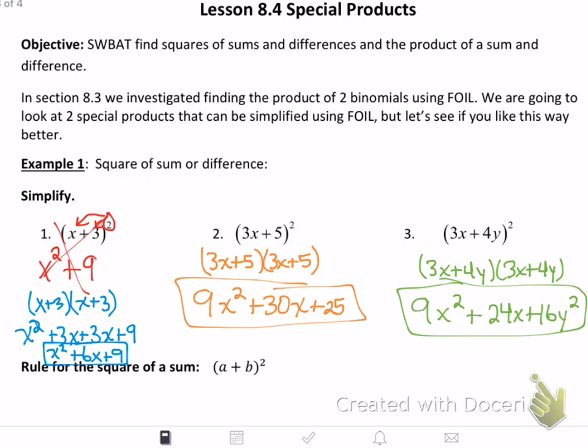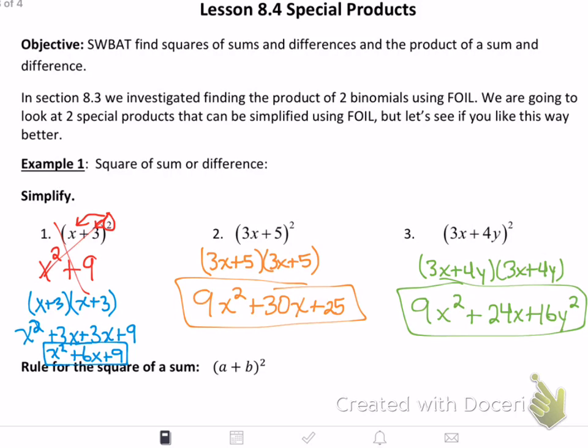When you FOIL them, for number 2, you get 9x squared plus 30x plus 25. For number 3, you get 9x squared plus 24x plus 16y squared. Number 3 could have been a little bit confusing for some people because there were 2 variables. You kind of do the same thing. Y times y gives you a y squared. Now, do you notice any kind of pattern? Any kind of shortcut?